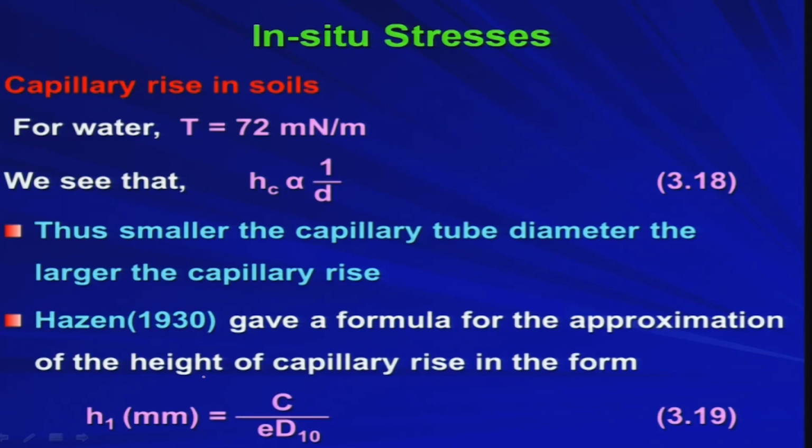For water the surface tension T is equal to 72 millinewton per meter. For any particular fluid, T is a constant, and Hc, the height of capillary rise, is proportional to 1 by d. That means the smaller the capillary tube diameter, the larger the capillary rise. So, this is inversely proportional: Hc is proportional to 1 by d. If d increases, Hc decreases, or if d decreases, Hc increases.